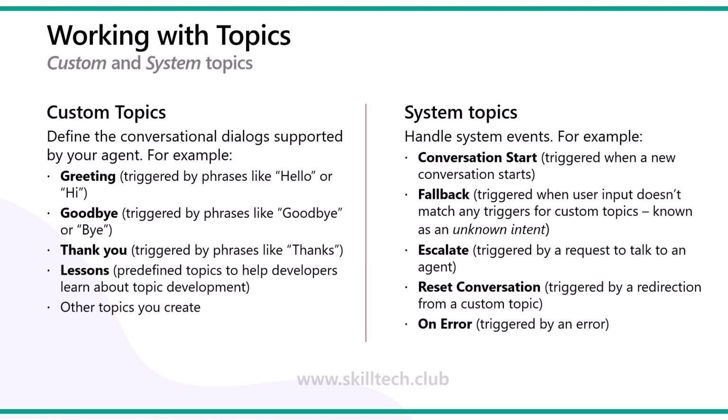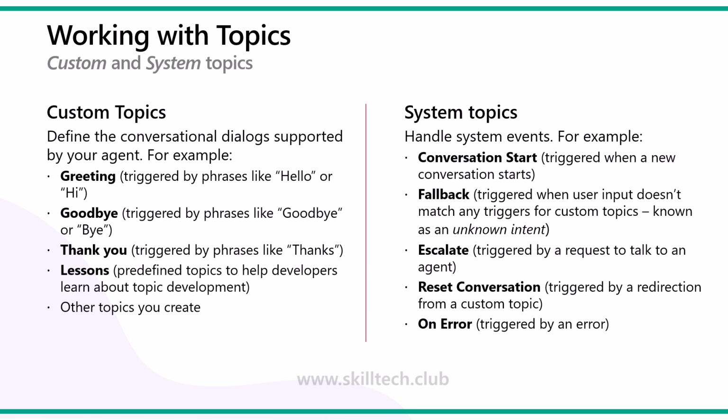Now, if your question is how many types of topics can there be? Well, the answer is two. You can have custom topics or system topics. Custom topics are those topics that you create or maybe inherit from an existing template. Custom topics represent the anticipated conversational dialogues that your agent can support.